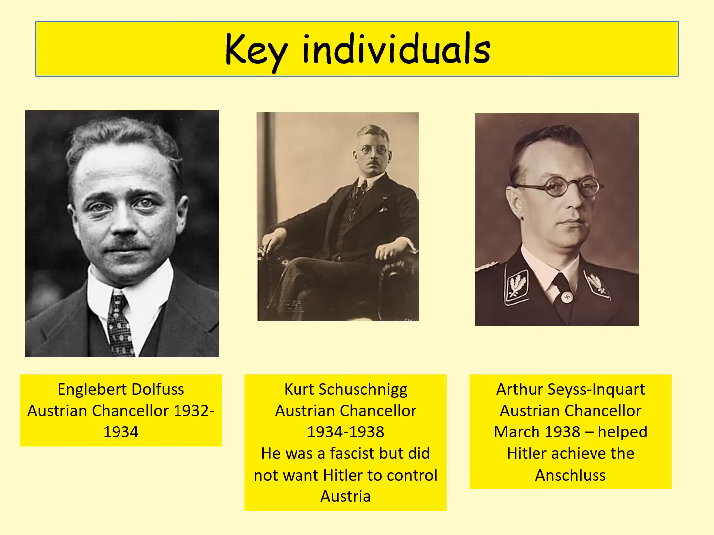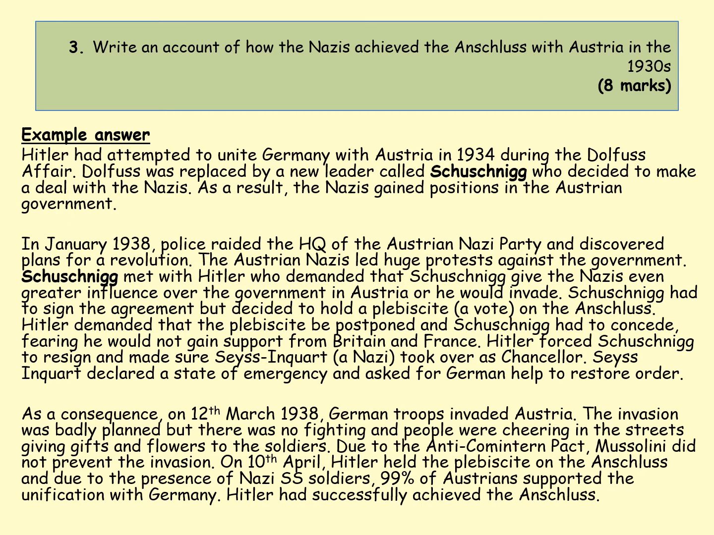So this would be an example answer coming up. I just put these individuals on there because it can get quite confusing in this question about who the main individuals are in terms of the Austrian chancellors at the time. So this just has them for you in chronological order and helps you visualize what they look like. So this would be an example answer.